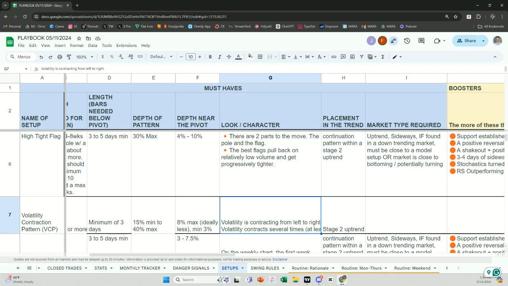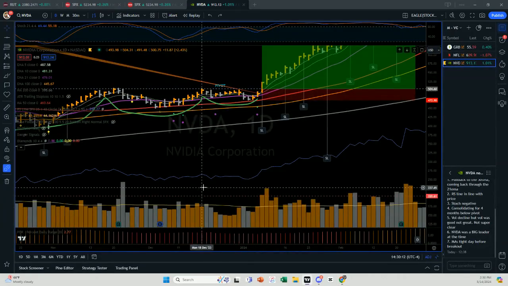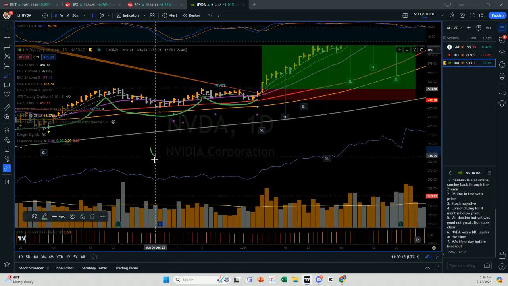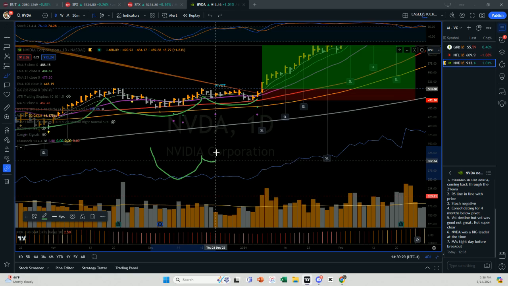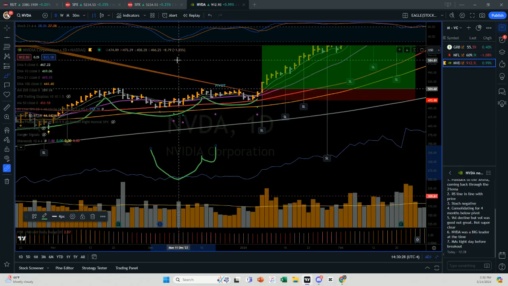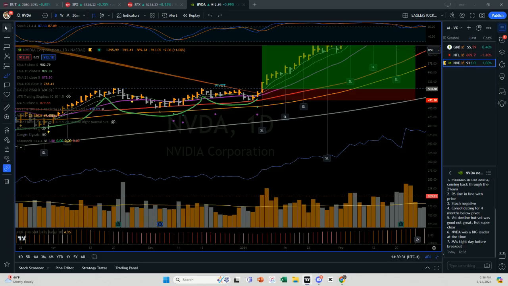So volatility is contracting from left to right. Volatility contracts several times. I like to see at least 3. Sometimes, if you think about it, a cup with handle is a VCP. Because here's what happens with the cup with handle, right? You have the cup, there's your first contraction, then you have the handle, the second contraction, and then it goes, if it's one that's going to work. So it's a short VCP. Right. Well, a rocket base also is a VCP.